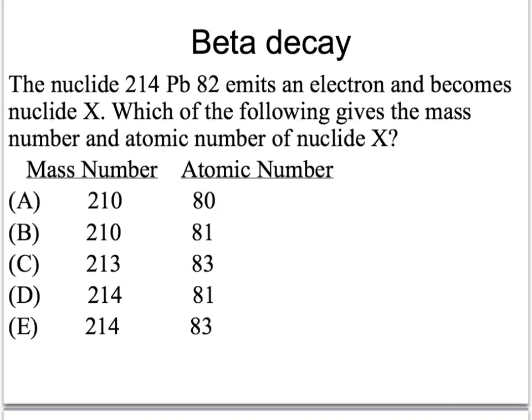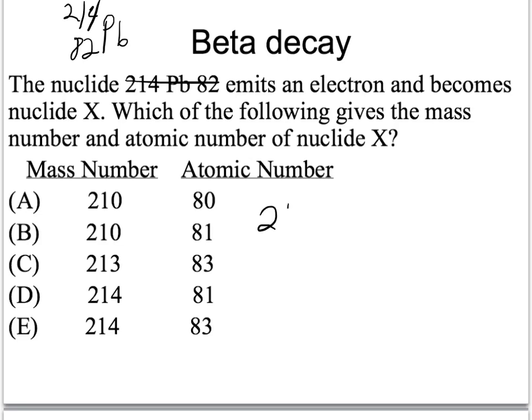Okay, next example, the nuclide, which is just a fancy physicist way of saying a nucleus type thing, of lead-214, Pb-214, emits an electron and becomes nuclide X. Which of the following gives the mass and atomic number of nuclide X? So first I'm going to solve the problem. Looking at the multiple choice will confuse me.